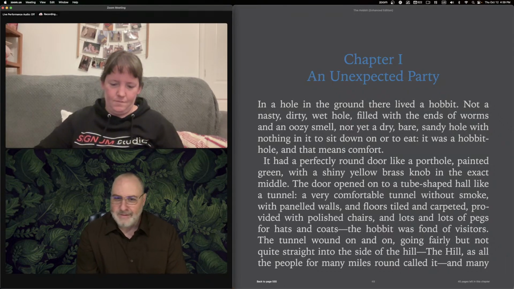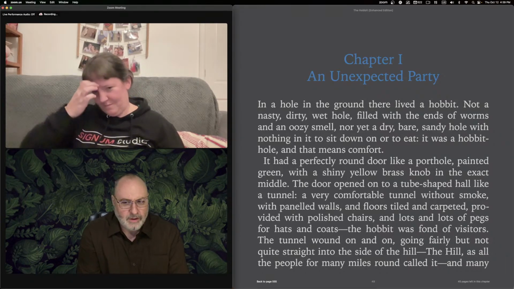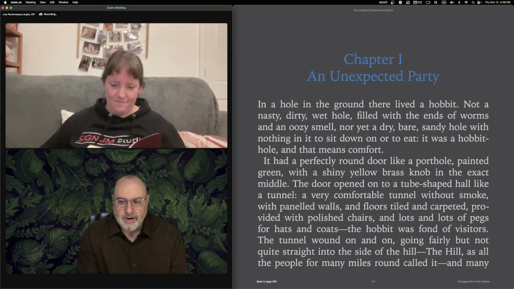So everybody knows the first sentence, right? In a hole in the ground, there lived a hobbit. Not a nasty, dirty, wet hole filled with the ends of worms and an oozy smell, nor yet a dry, bare, sandy hole with nothing in it to sit down on or to eat. It was a hobbit hole, and that means comfort.